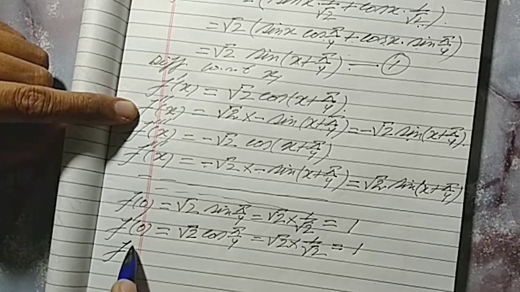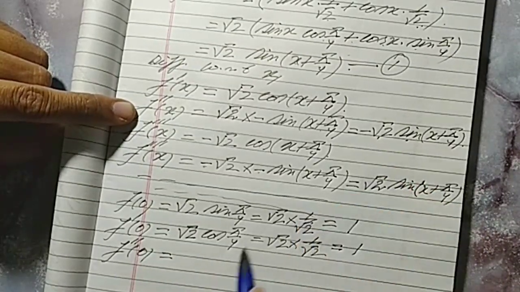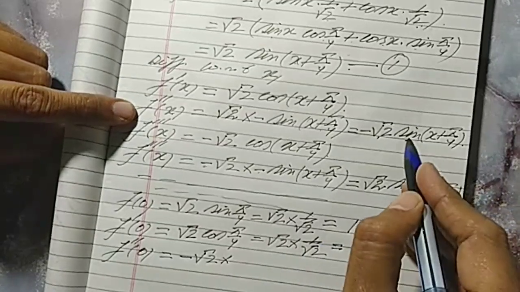If we substitute x is equal to 0 in the next derivative, we get f''(0) is equal to minus root 2 into sin(0 plus pi by 4), that is sin(pi by 4), which is equal to 1 upon root 2 again. Root 2 will cancel root 2 and we get minus 1.